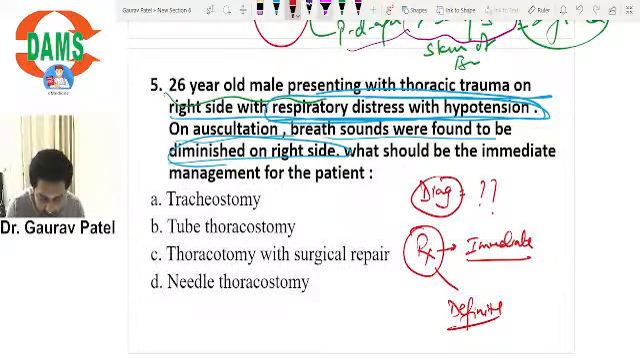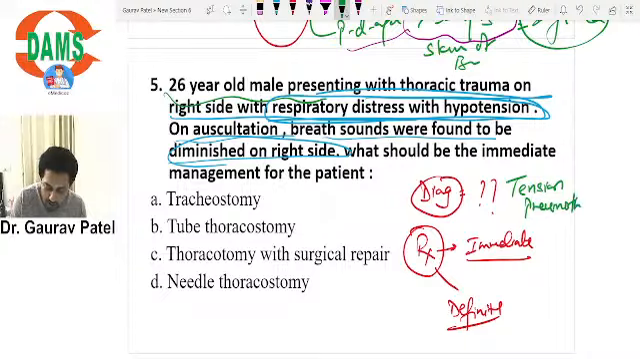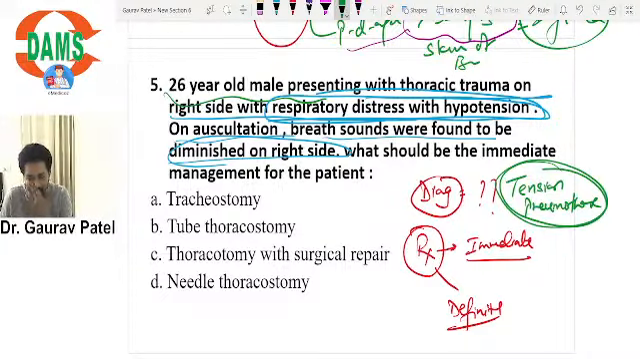Diagnosis, Mansi Singh, absolutely correct. It is tension pneumothorax. So tell me, why are we saying this to be tension? Why can it not be a simple pneumothorax? Why is it a tension pneumothorax?